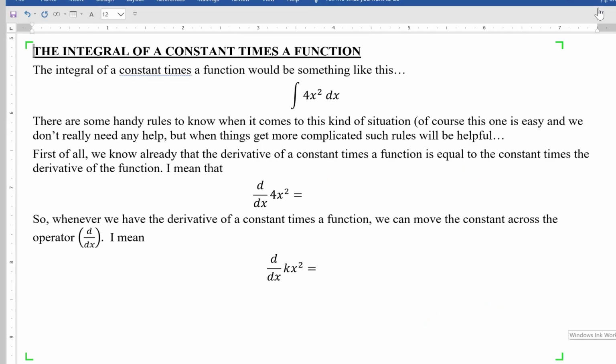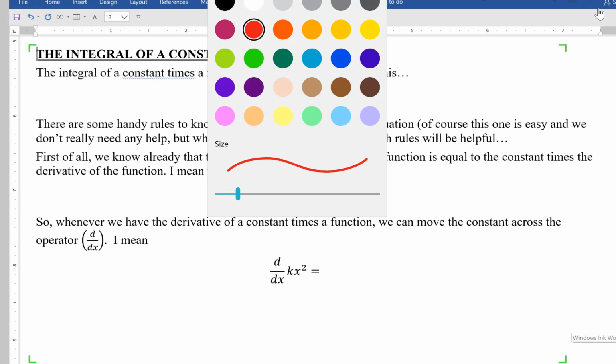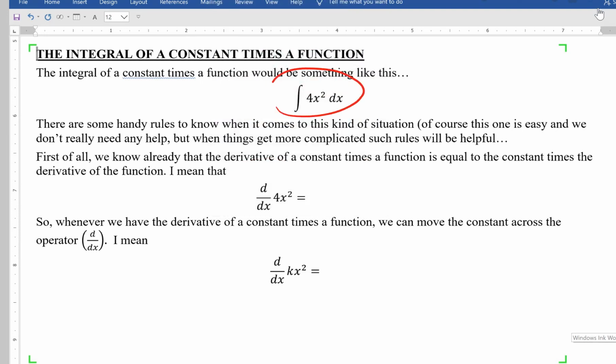Okay, so the integral of a constant times a function is going to look something like this, where you have the integral of some constant, like 4, times some function, like x squared. And when you're doing that integral, it's not quite as simple, because you have to go back and think, okay, what has that as its derivative? And it's a little more complicated. It's going to be something x cubed, but it's going to be some fraction, and it's not as easy as it could be.